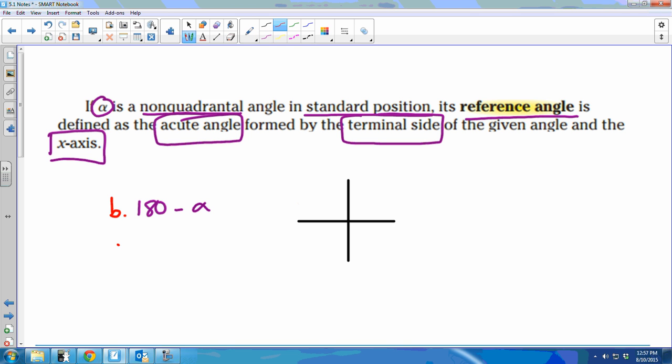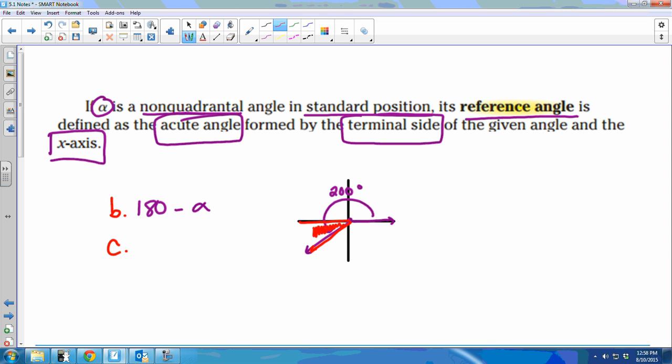So on C, okay, I'll go back to A. It's not hard, it's just confusing sometimes. If I have an angle that ends in quadrant 3, let's say that that's a 200-degree angle, just for ease. The reference angle is still the acute angle formed by the terminal side and the x-axis. So it's this little section right here. Follow the definition.